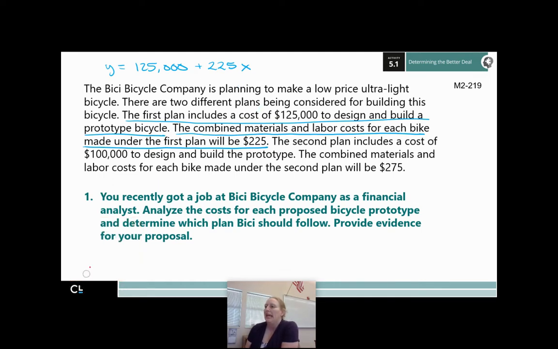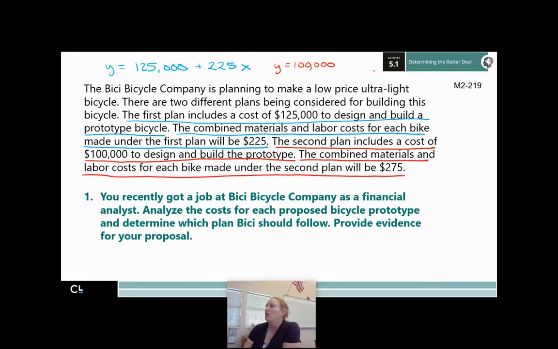So there's plan A, but let's write an equation for plan B, second plan, I should say. Second plan includes a cost of $100,000 to design and build the prototype. So for the second one, we start off at $100,000, which is less. So that's good as a financial analyst. But the combined materials and labor costs for each bike made under the second plan will be $275. So it's actually another, except I can't write it right. It's all good. So 275x. So it's going to cost more per bike though.